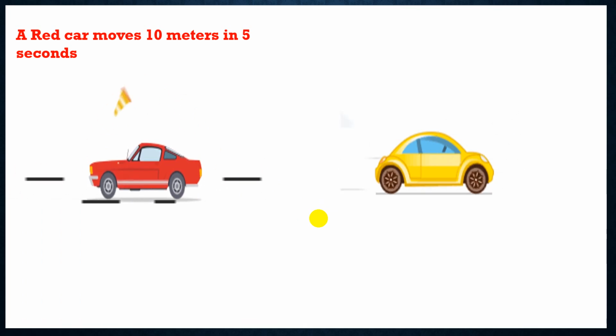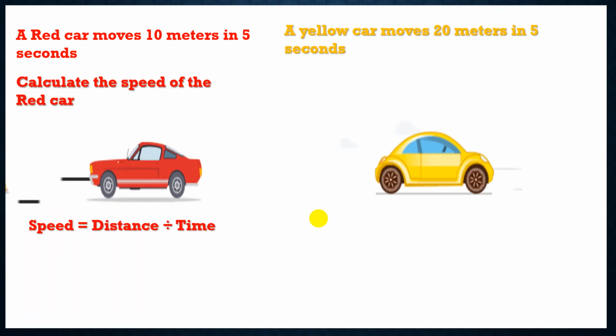A red car moves 10 meters in 5 seconds. So can you tell me the speed of it? Or how fast does this car go? Actually, you have to write the law. The meaning of law is the mathematical law that we write in letters. As we can see, speed equals distance divided by time.